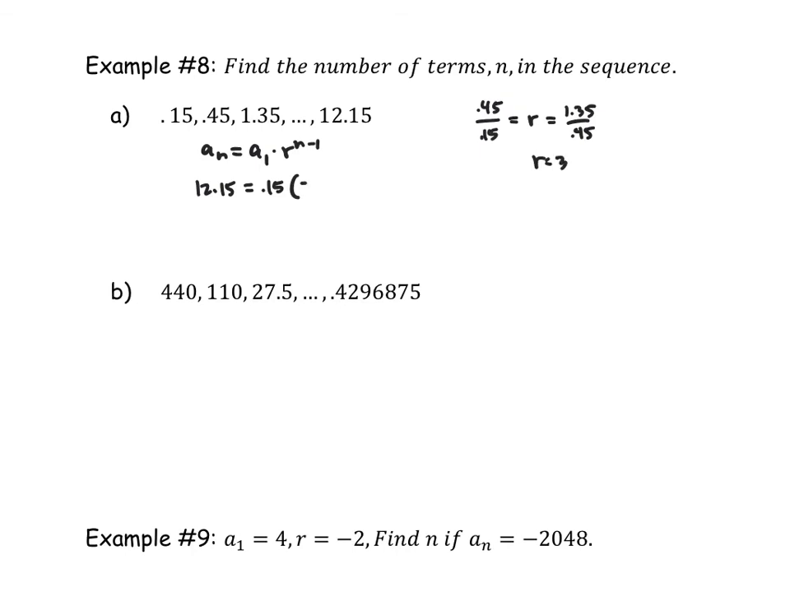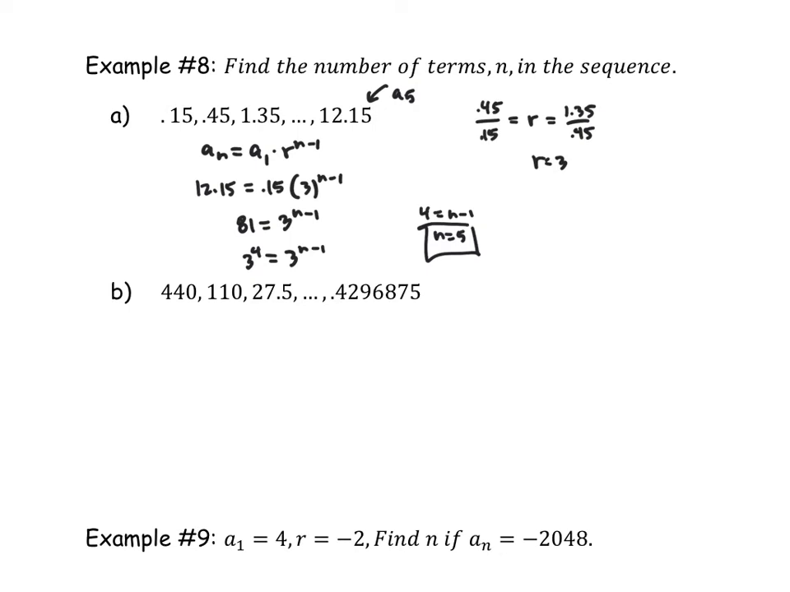Okay, so I plug in a 3 to the n minus 1th power. If I divide both sides by 0.15, I end up getting 81 is equal to 3 to the n minus 1th. Now 81 can be written as 3 to the 4th. Therefore, 4 should equal n minus 1, so the number of terms should be 5. This is our 5th term. Okay, let's look at a very similar example in the next one.